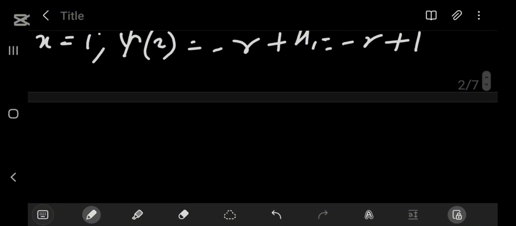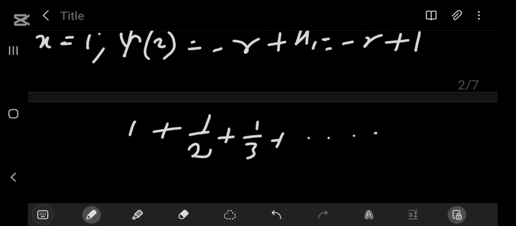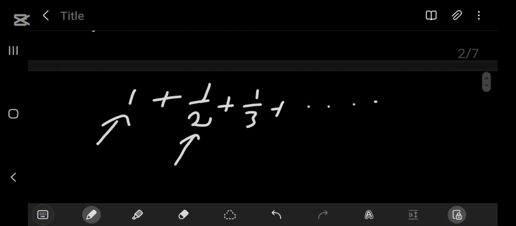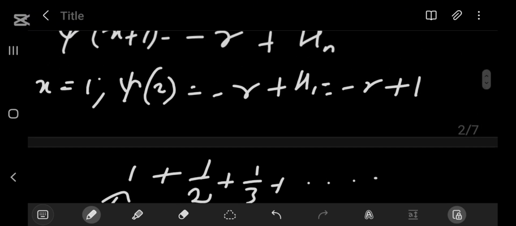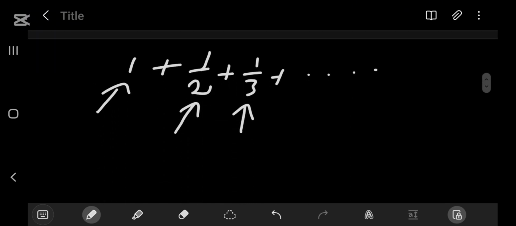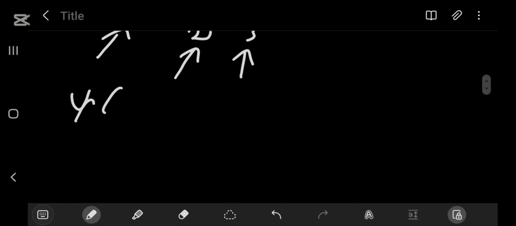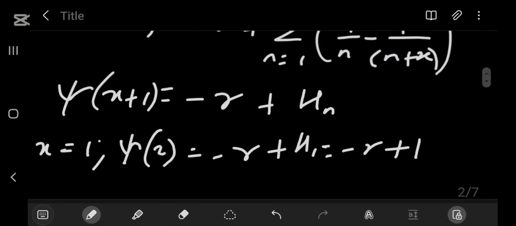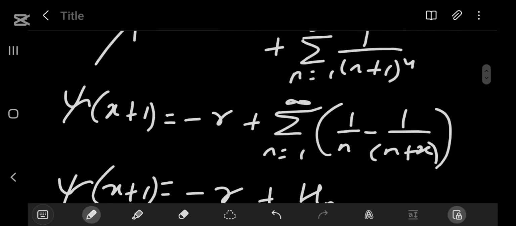This we call the harmonic function, which is 1 plus 1 over 2 plus 1 over 3 plus like that. So this is the first harmonic number, this is the second one, this is the third one, and it goes on forever. So digamma of 2, now we know, is minus gamma plus 1. Okay, cool.